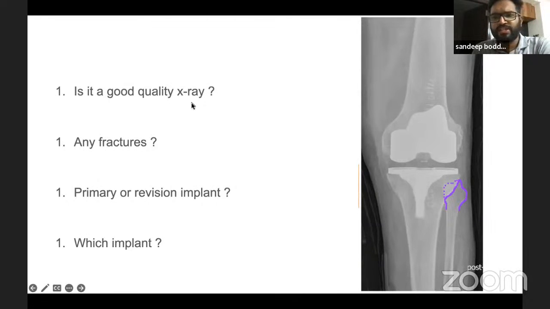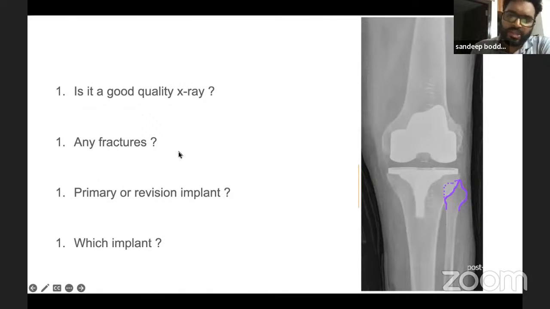So is it a good quality X-ray? By that, I mean the anteroposterior view. Here we can see the fibula is 50% overlapped, so I take it as a good X-ray. And here you can see the keel is in the center. This is the femur component, this is the tibia component. In the center, the gap is where you have polyethylene.